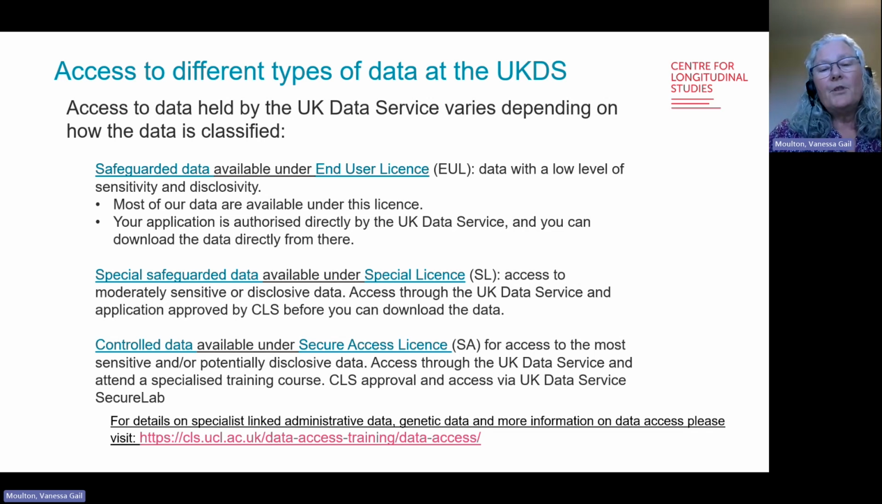So for example, things like geographical indicators or more sensitive information like mortality data or more detailed physical and mental health information. And the most sensitive or disclosive data is available under secure access license, for example, the linked health data that I described earlier. If you want to use this data, you'll need to build in time for approval and training when necessary. And if you want more information on access to more sensitive data or any specialist data discussed earlier, we would advise you visit the CLS website at that link, and that outlines how to download the data.